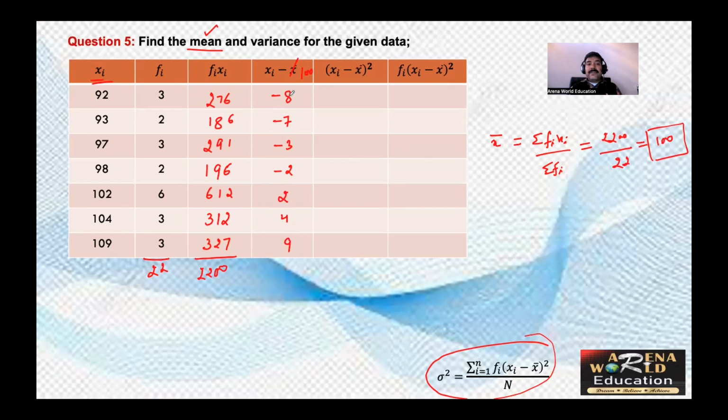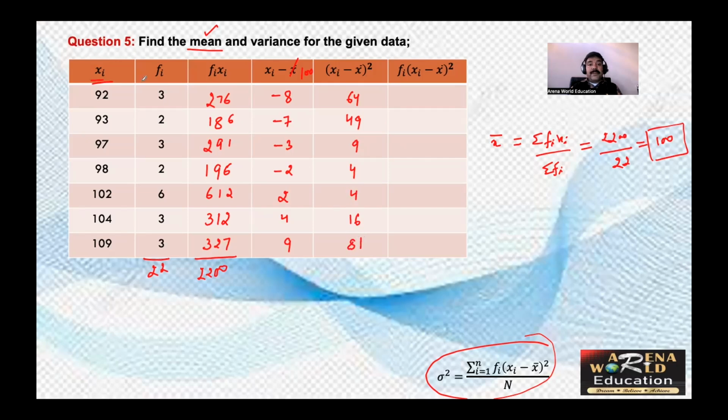What is the next step? We will find the square of all these numbers. So negative 8, its square will be positive 64, negative 7, its square will be 49. Minus 3 square, this will be 9. Minus 2 square, this will be 4. And this will be again 4. 4 square is 16 and 9 square is 81.